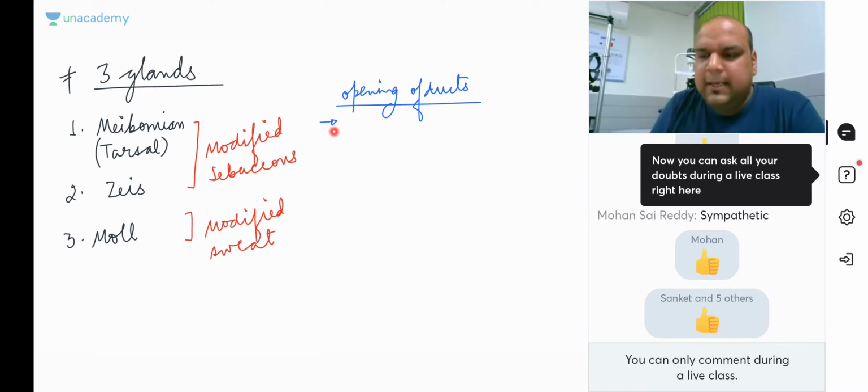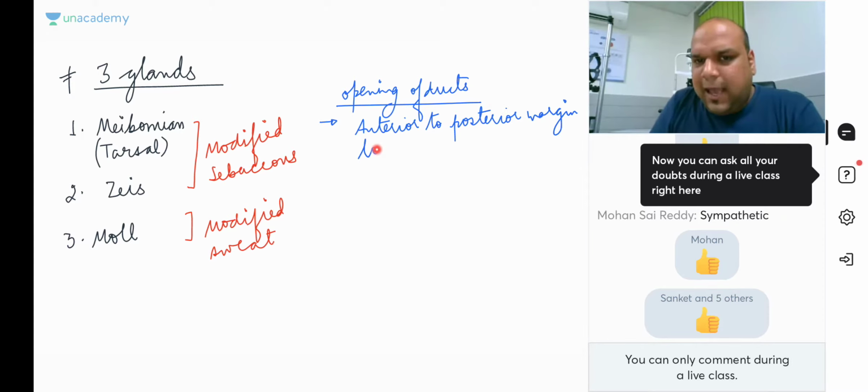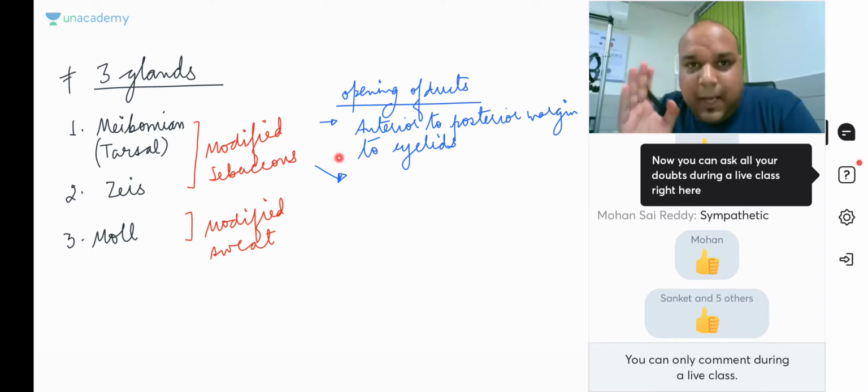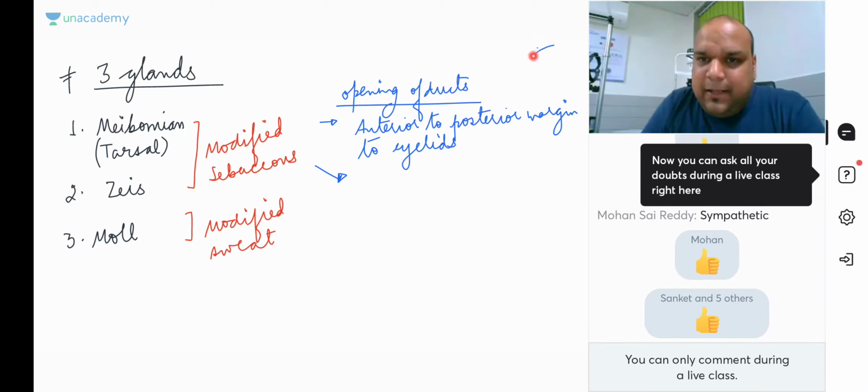The Meibomian gland opens just anterior to the posterior margin of the eyelids. I'll show you a diagram in which you will be able to understand this. Just remember, anterior to the posterior margin. If this is my eyeball and this is my upper eyelid, this is the anterior margin and this is the posterior margin, so somewhere here.